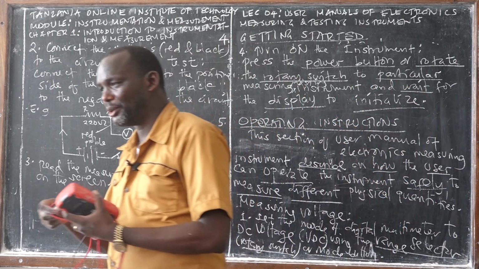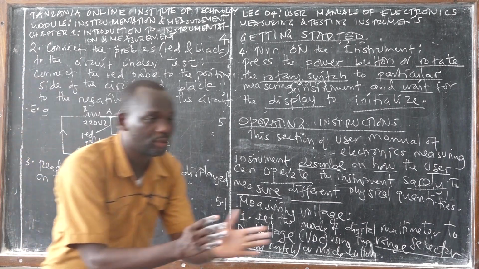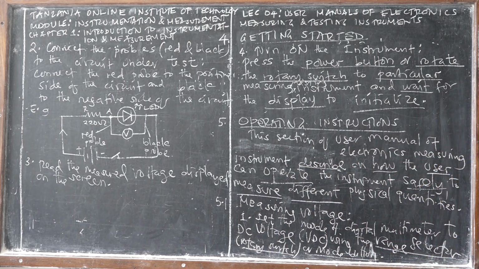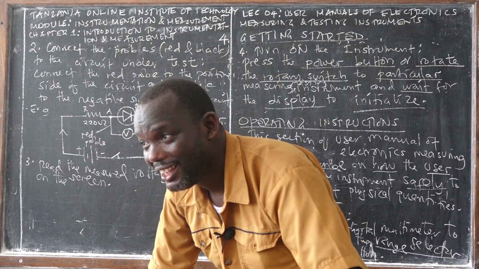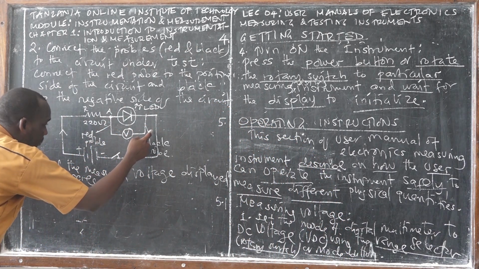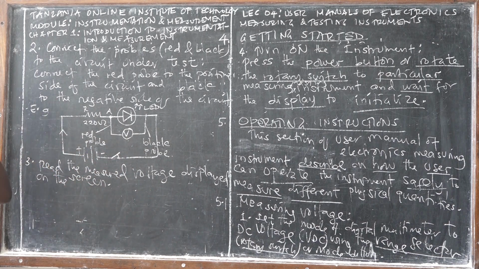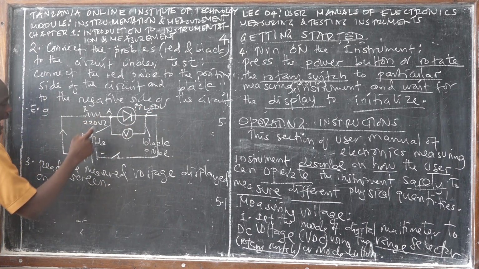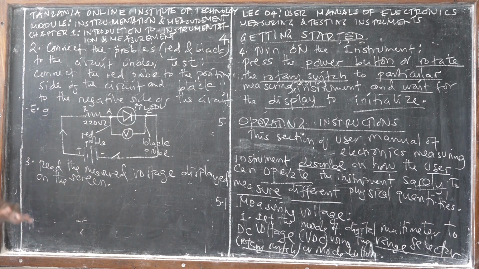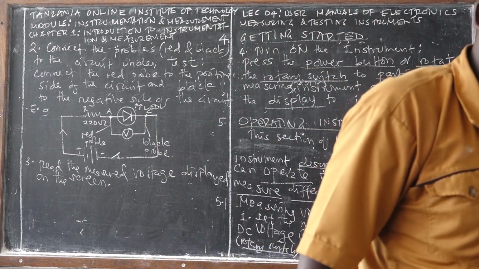Then let me just give you a simple challenge. What will happen if I interchange these probes? Stop writing. Then ask your neighbor, because your brain now is tired. You cannot ask yourself. Ask your neighbor what will happen if I interchange the red probe and the black probe. It means that at the anode I connect the black probe, and at the cathode I connect the red probe. What measurement are you going to obtain?